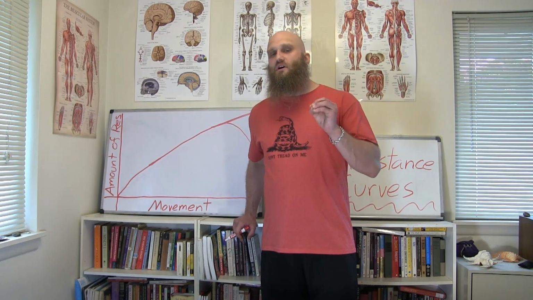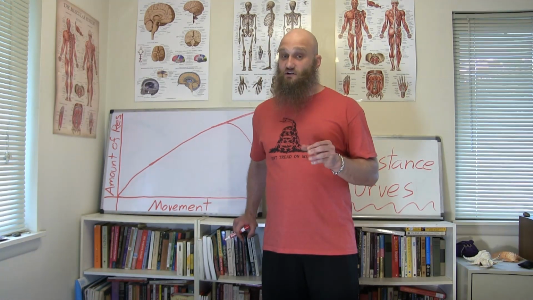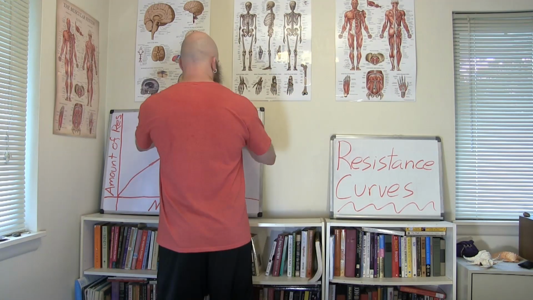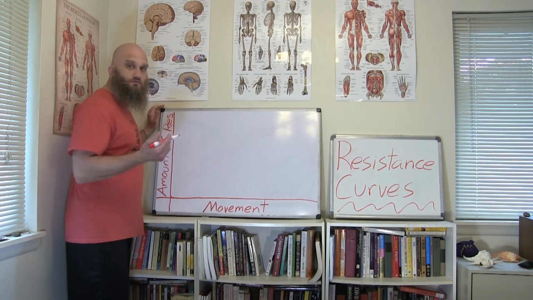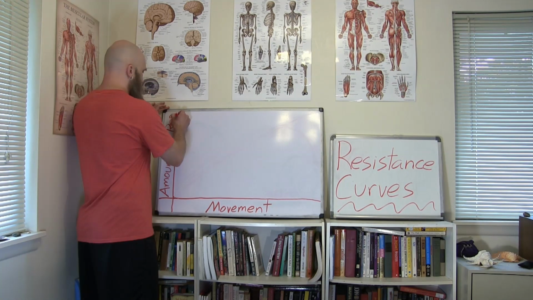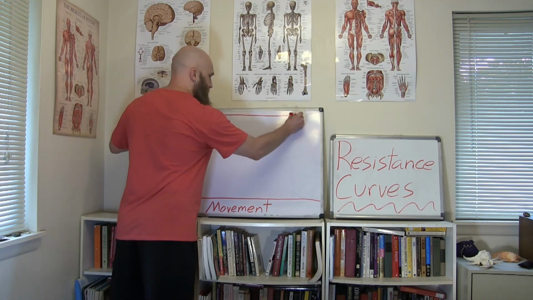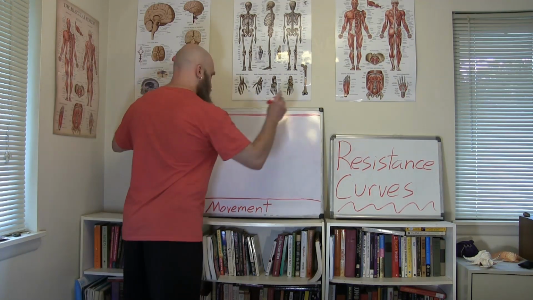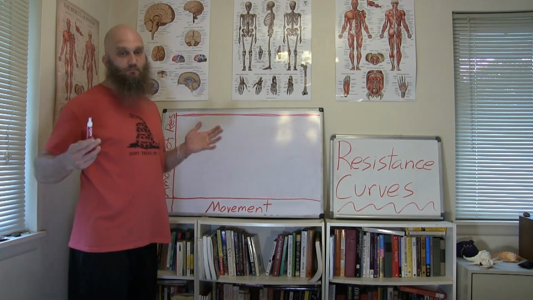So now that you understand why resistance curves are significant, let's talk about what the different ones are. I'm going to start with an obvious one. So the first resistance curve isn't a curve at all. It's a straight line across the top. Just full 100% resistance throughout all parts of the movement.